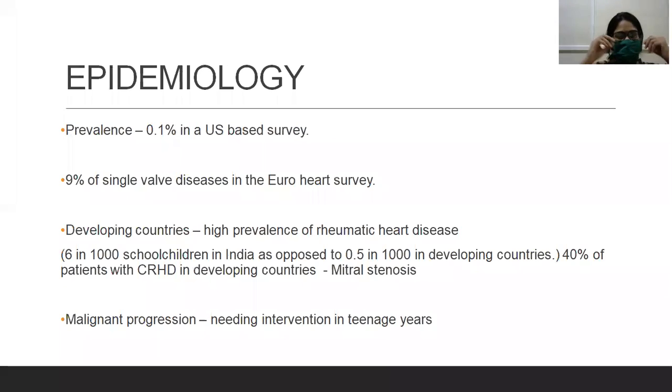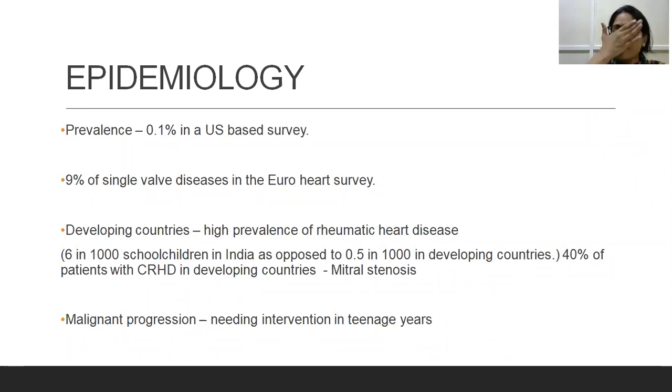Epidemiology: the prevalence in a US-based survey was found to be 0.1%. 9% of single valve diseases in the European Heart Survey was found to be attributed to mitral stenosis. However, in developing countries, there is a higher prevalence of rheumatic heart disease. Just to give you a perspective, 6 in 1,000 school children were found to have rheumatic heart disease, as opposed to only 0.5 in 1,000 school children in developed countries.